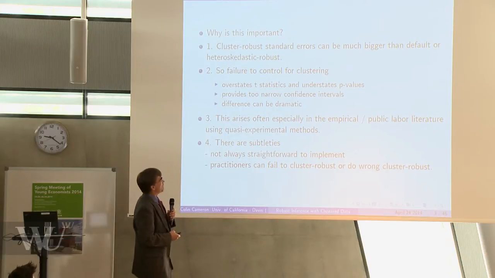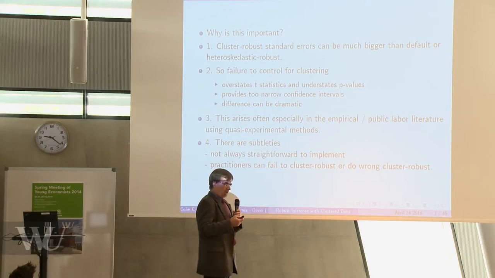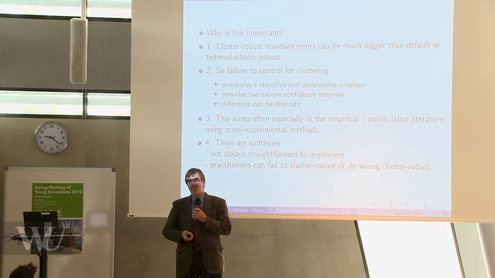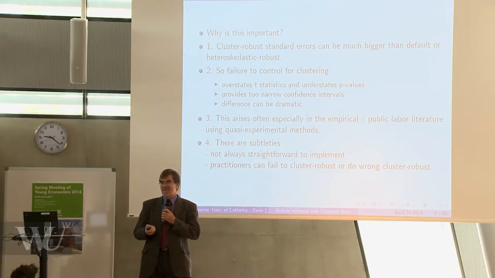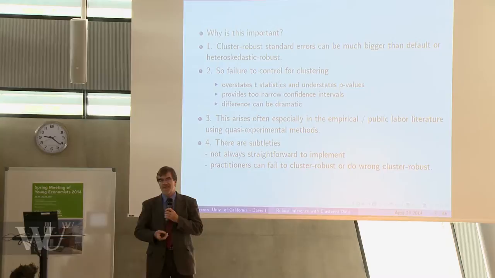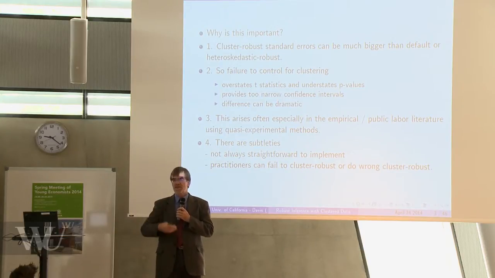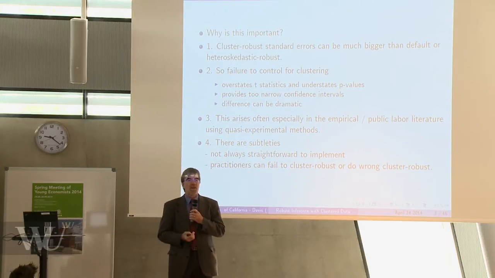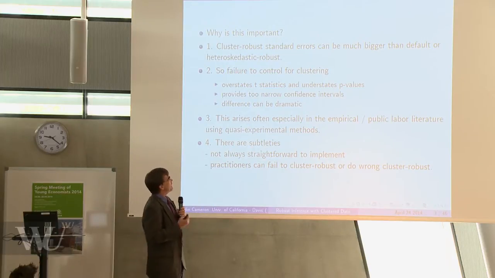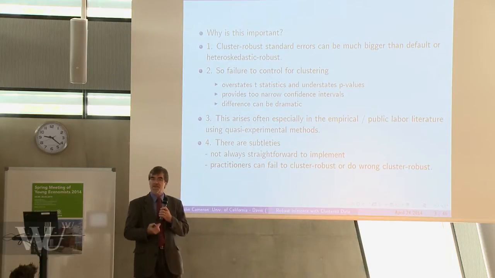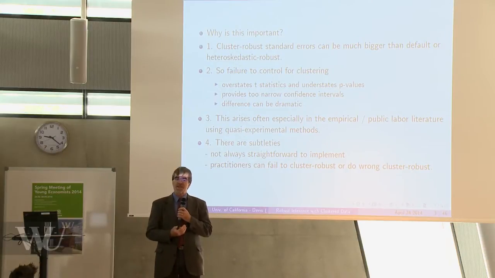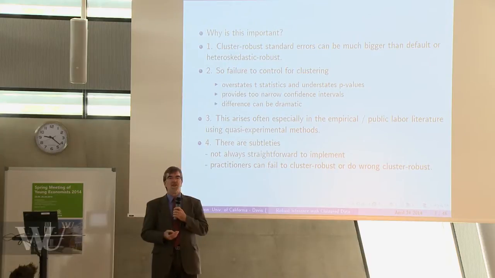So why is this important? If you have heteroscedastic-robust standard errors, my experience is they're usually sometimes 20% larger, sometimes 20% smaller. With HAC standard errors, it can make a bigger difference. But in the clustering setting, in some applications, and I'll give examples, you can be way, way out if you don't appropriately adjust for clustered errors.